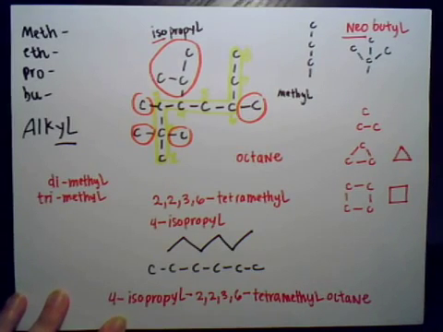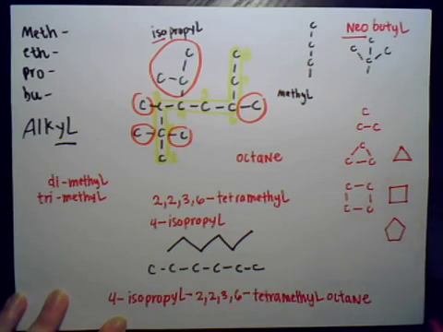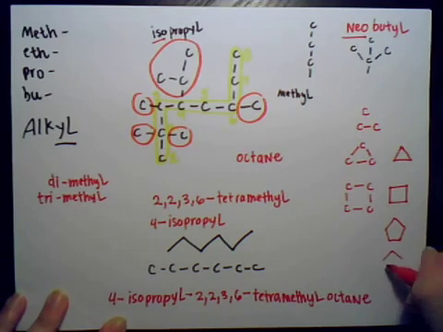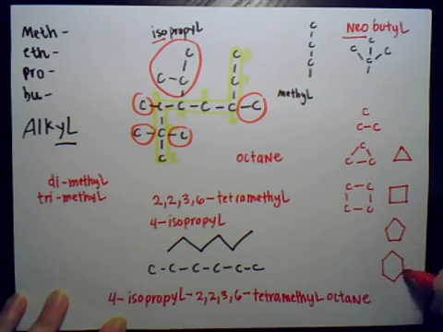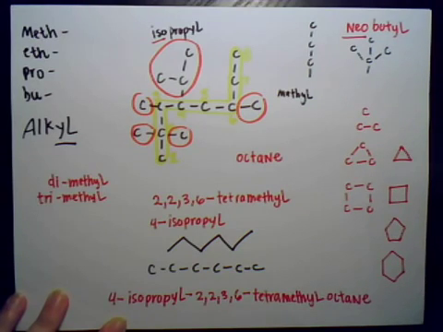And then if we had 4 carbons, 2, 3, 4, it would just be like that. That's cyclobutane. 5 carbons would look like that, cyclopentane, and then 6 carbons, cyclohexane. So just keep in mind that these are also very common in organic chemistry.